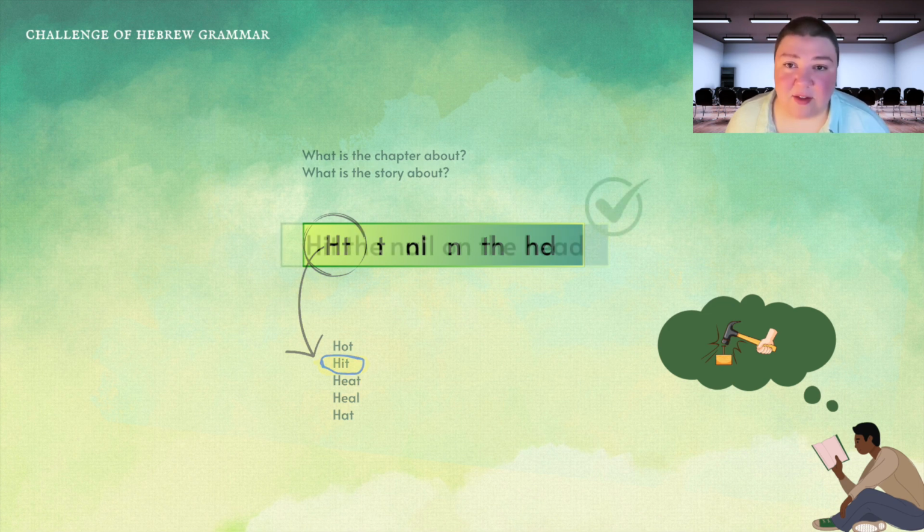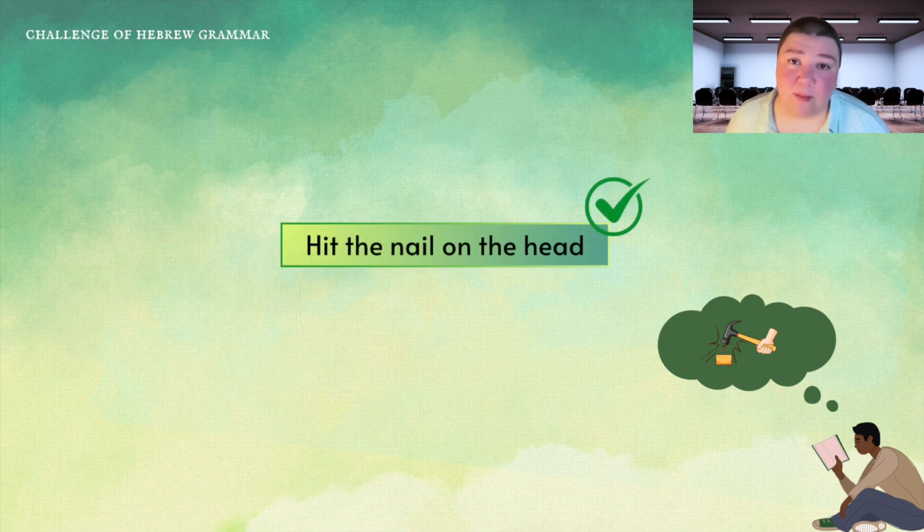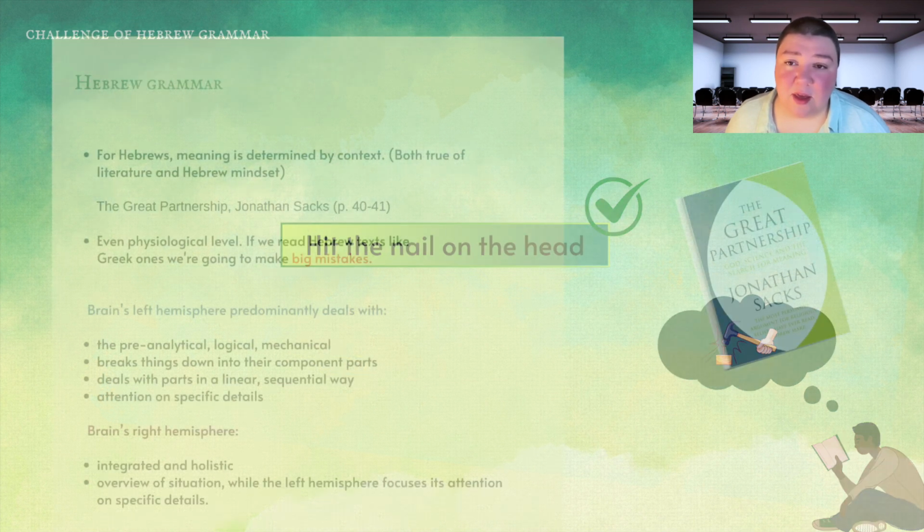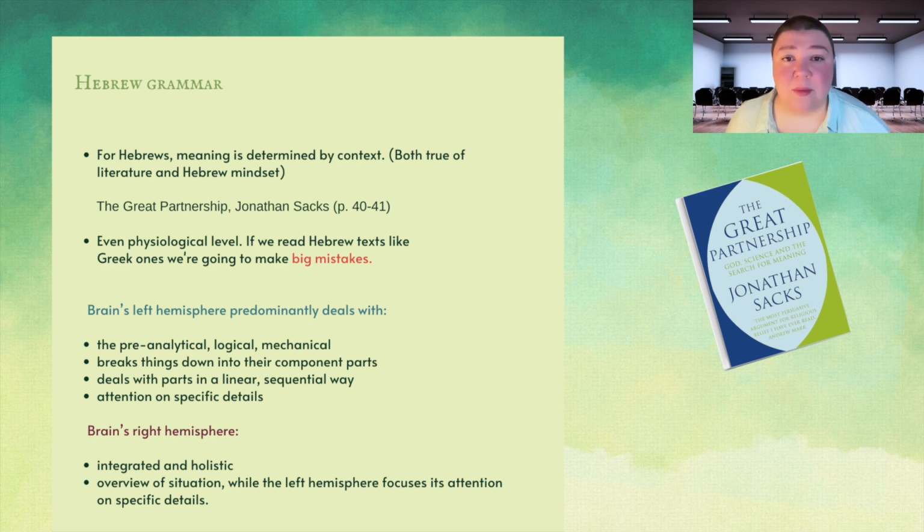And so, as you can tell, reading Hebrew is far more complex than reading Greek. So for the Hebrews, meaning is determined by context. This is true of the ancient literature. This is a reflection of Hebrew mindset. Jonathan Sacks writes in his book, The Great Partnership, that reading Greek versus reading Hebrew uses different parts of the brain. Even on a physiological level, reading Greek isn't like reading Hebrew. And if we read Hebrew texts like the Greek ones, we're going to make big mistakes.